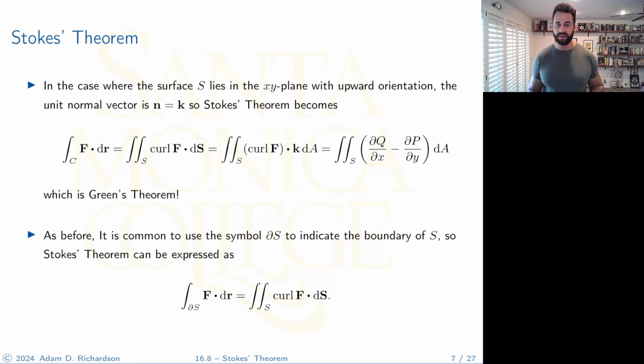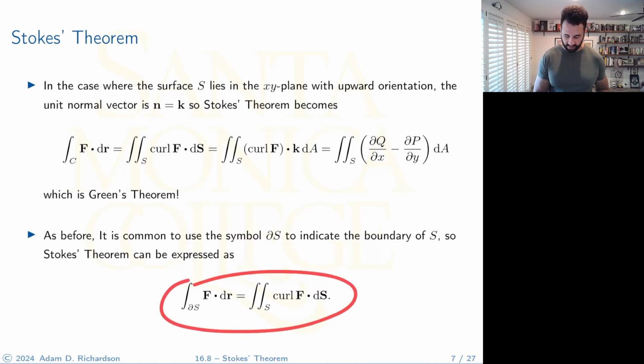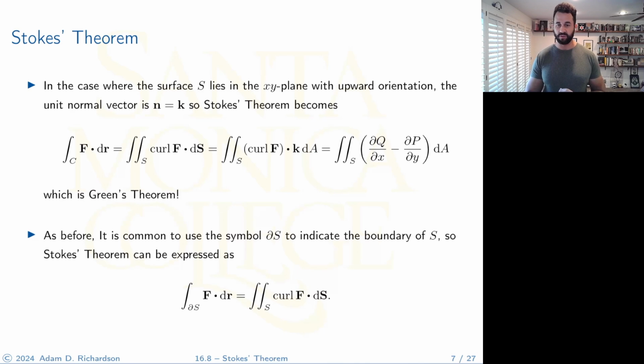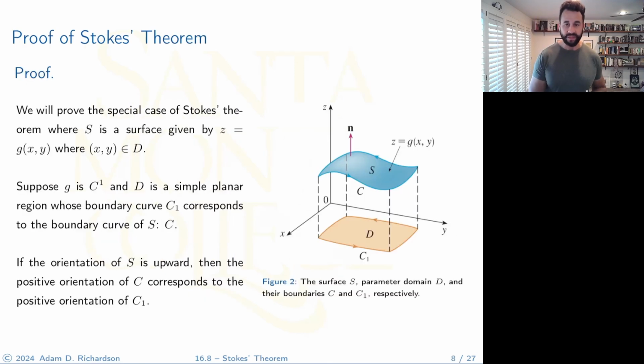Just another quick reminder, it's common to use the symbol partial of S to indicate the boundary of a surface. So Stokes' theorem can be rewritten like so. And sometimes this is a little more suggestive. It's basically saying if you want to compute this surface integral, you can compute this path integral over the boundary of S. That's the idea. Okay, let's see the proof.